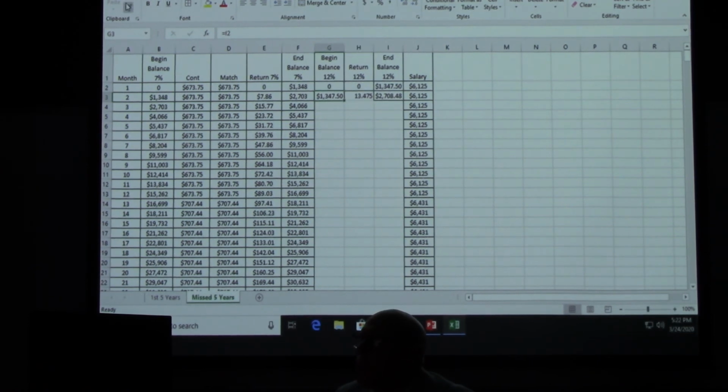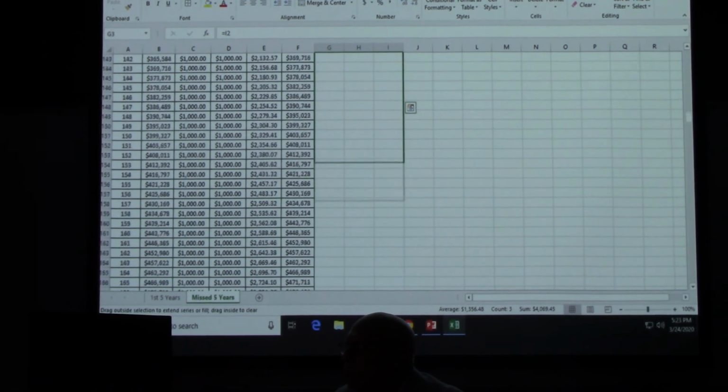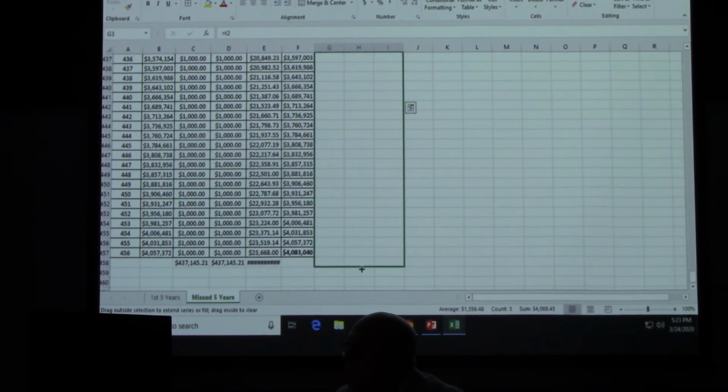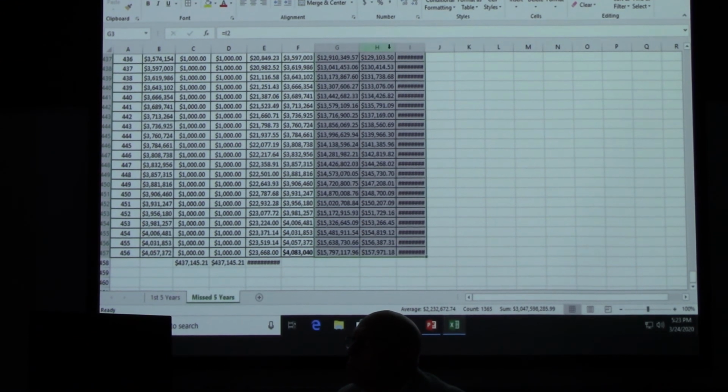Let's go ahead and do that. Why isn't that doing that? There you go. Okay, so now we should be able to take this and drop this all the way down. Let's see what we come up with. Some big numbers. Woo!